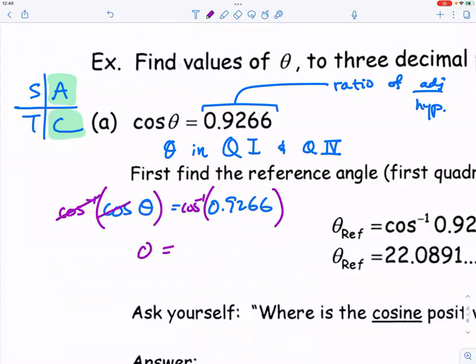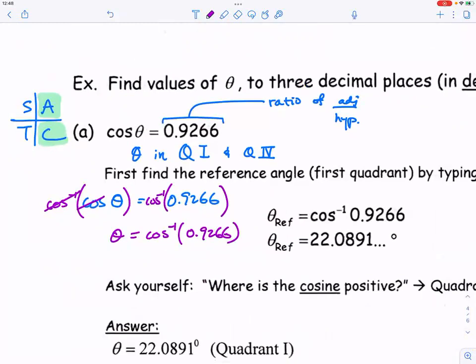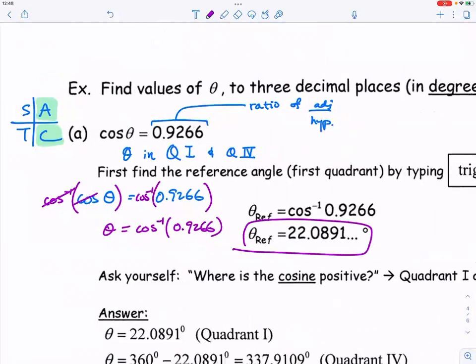So after you use the inverse, you get theta by itself. So that's why you put this into your calculator. You do cosine inverse of the ratio. And this would give you a number that is 22 degrees, but that is not your final answer yet, because that's only a reference angle. Well, we know that it is in quadrant 1 and quadrant 4. So this will be the angle in quadrant 1, but what's the angle in quadrant 4?